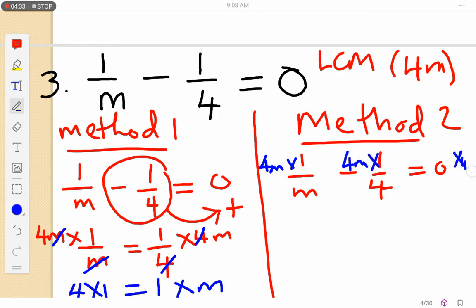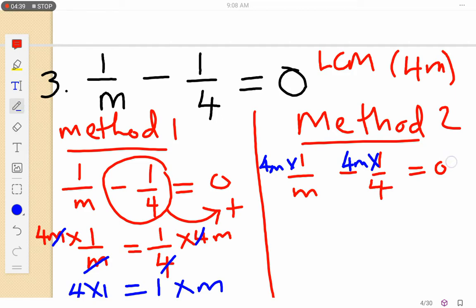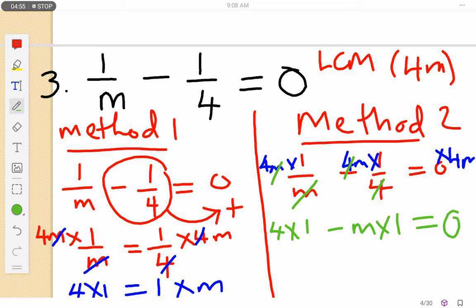Even the 0 there is multiplied by 4m. When I do this, I can divide m into m there. I will remain with 4 times 1 minus 4 into 4 there. I'll remain with m times 1, which is equal to, anything multiplied by 0, we get a 0 there.